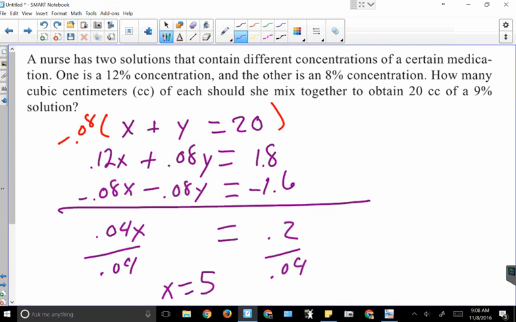So if x is equal to 5, does that mean y is equal to 15? Well, x plus y is 20, correct? So if x has to be 5, this has to be 15 in order for it to work out, right? I wouldn't plug that into the other one. That other equation is just flat out ugly. Take the easy one. Why not, right? So now I know exactly how much of each solution she needs, okay?